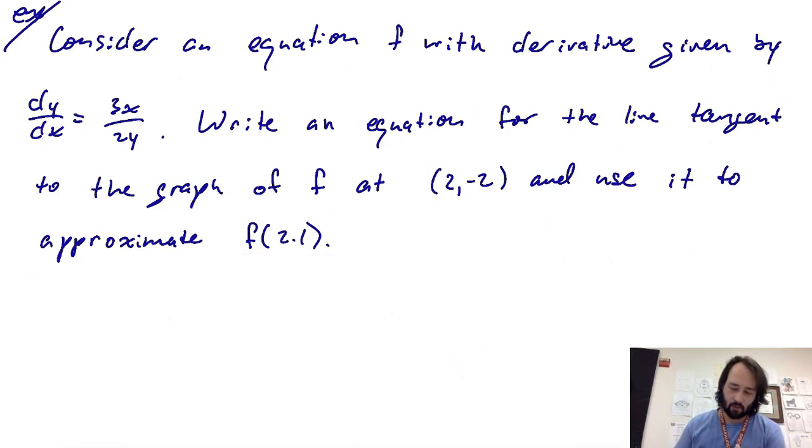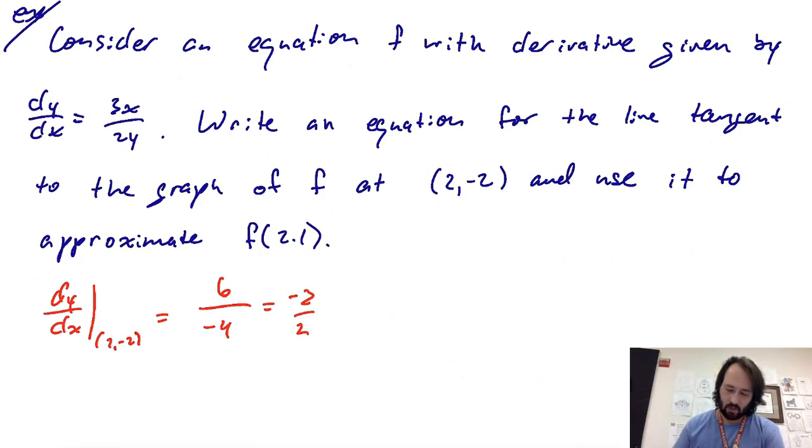So first thing that I would want to do is write the equation of my line, but I need to find my slope. So dy dx at 2, -2 would be 6 over -4. So that would be -3 over 2. Then I can write my equation of my line. So y plus 2 equals -3 halves times x minus 2.